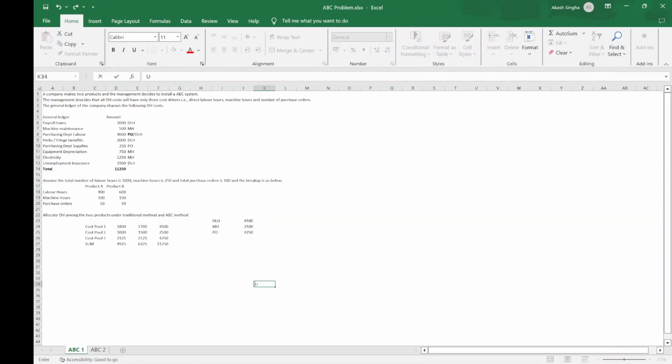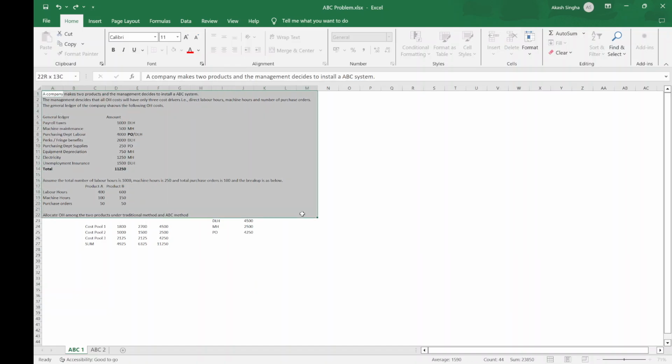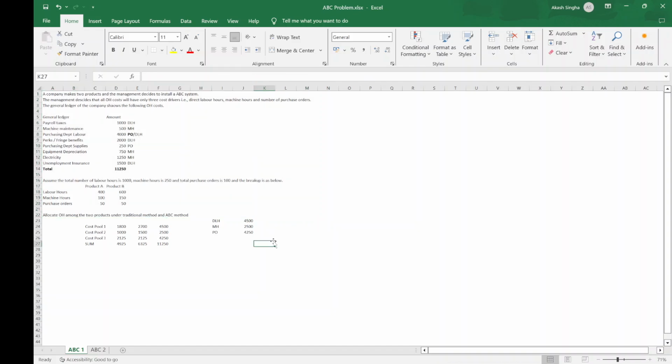Okay, I skipped the ABC ones. I'll do it. So this is the problem. Just go through it carefully. So before, I guess in the solution session part 6 or in some session, we used to do it in the traditional way where it was written that take labor hours as the driver or machine hours. But in ABC, what we do is we divide what is from where and use that thing.